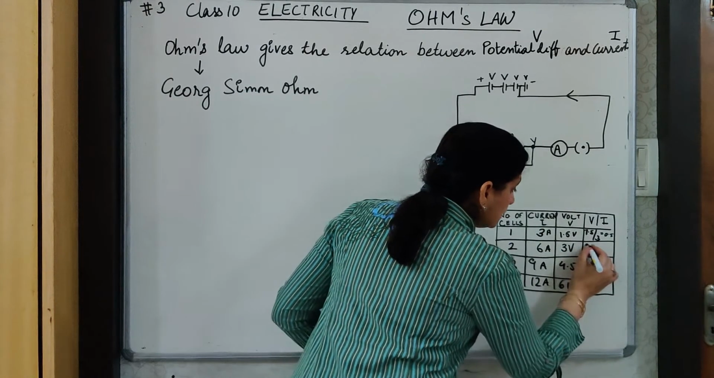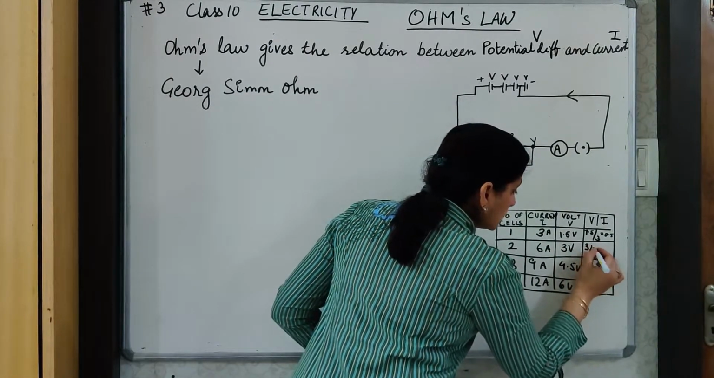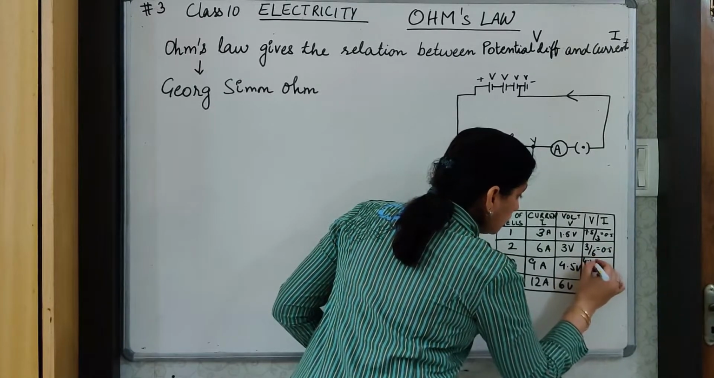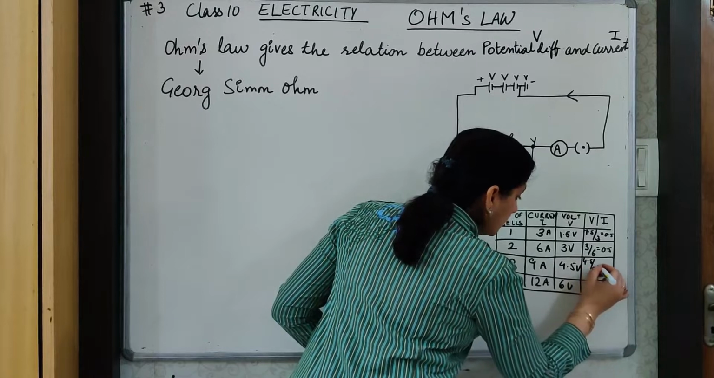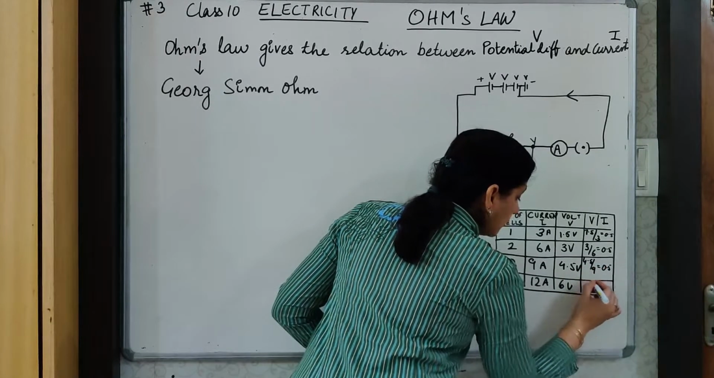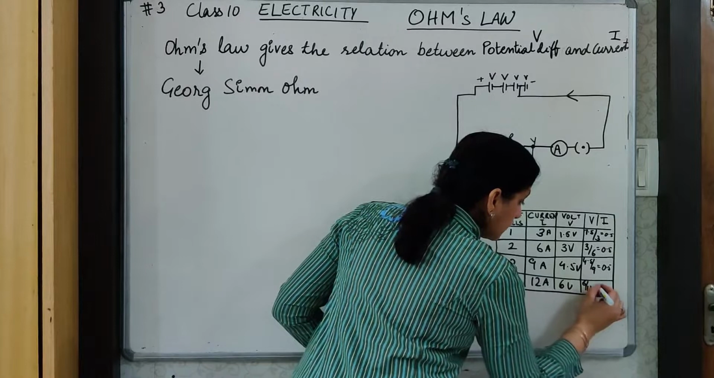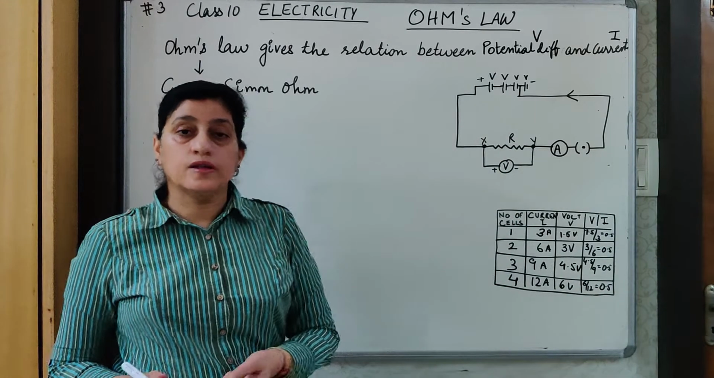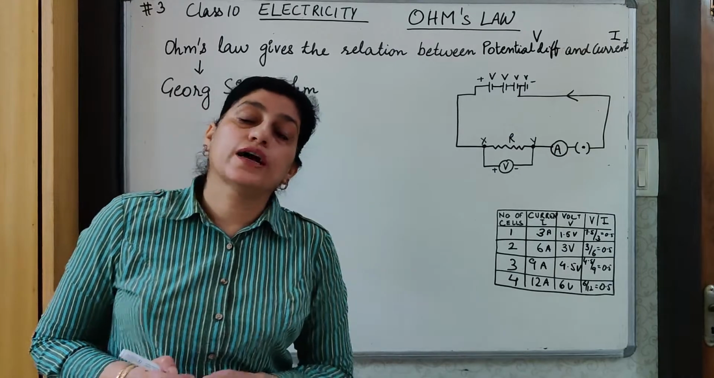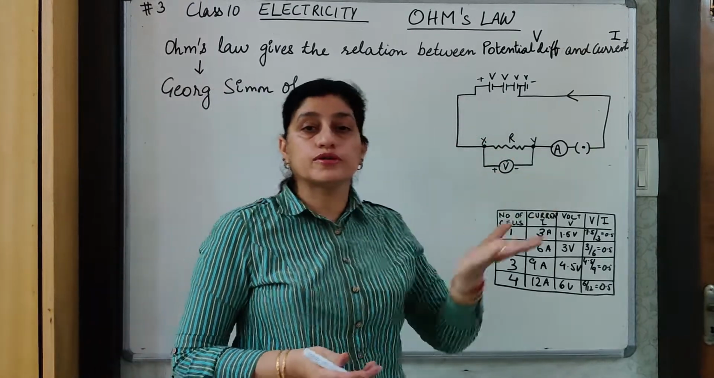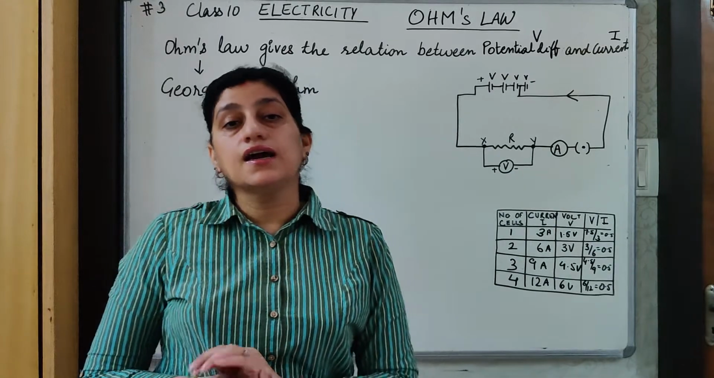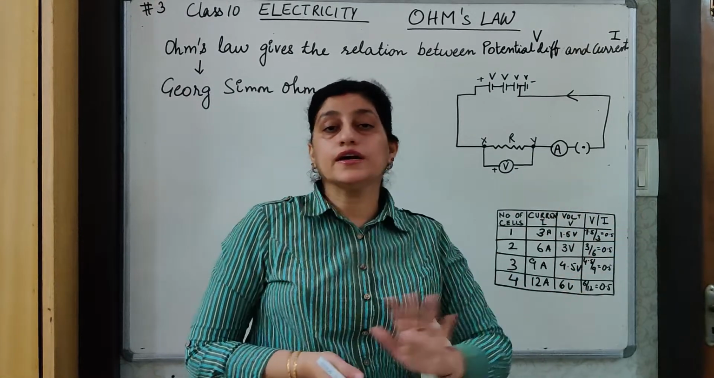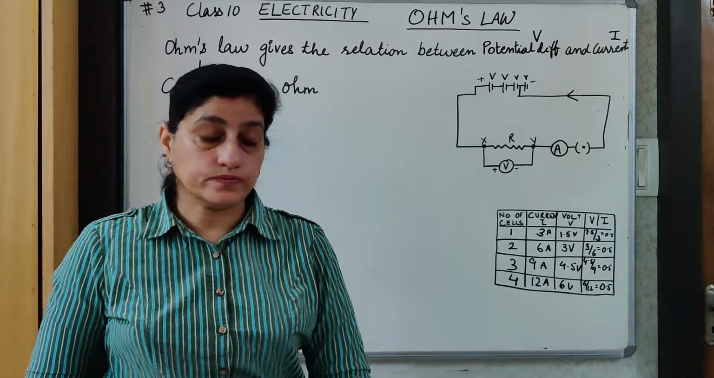Here we do 3 upon 6, 1 upon 2, again I get 0.5, 4.5 upon 9, again I get 0.5, and 6 upon 12, again I get 0.5. So it will be observed that whatever value of potential difference I take, I get almost the same value for the V upon I ratio.